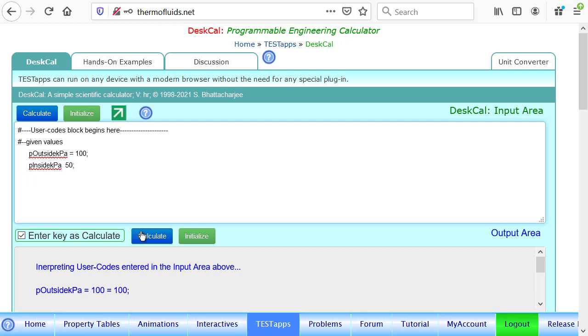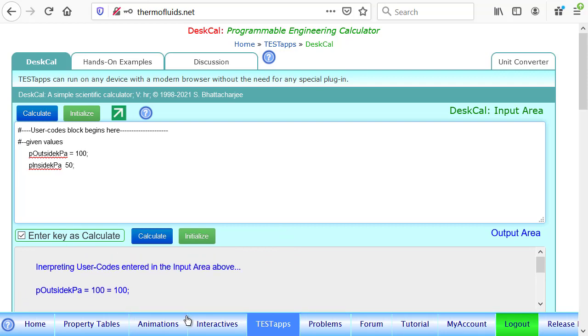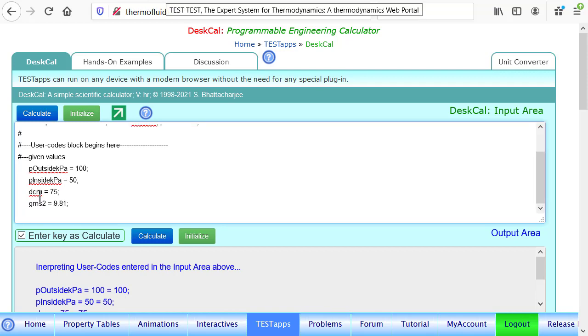And notice if I just hit enter, it means calculate, or I can calculate using this button, and the values are registered and they are displayed here. P inside is not displayed because I forgot the equal sign. Now it will show up here. So likewise, I have already entered the diameter in centimeter as 25. G in meter per second square is 9.81.